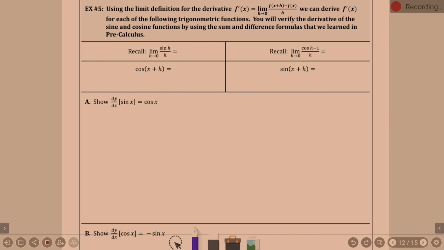Now, as much as we all dislike proofs, there's good stuff to them. Knowing how they work is helpful, being able to see the issues there. Do notice, it says we're going to verify using the sum and difference formulas that we learned in pre-calc.